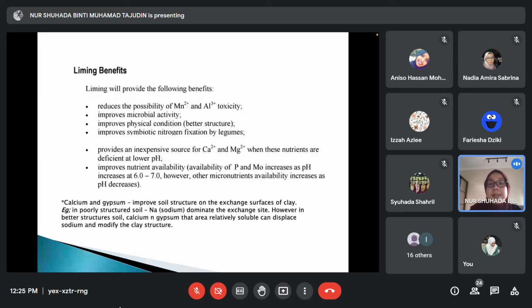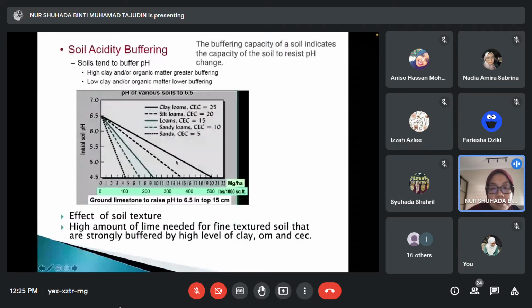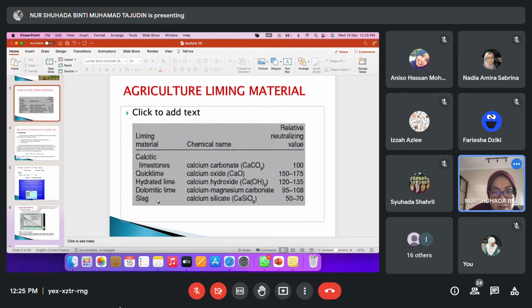You are also providing calcium and magnesium. Sebab sometimes macam dolomite, sekejap tunjuk. For example here, dolomite. Dolomite ni, this is dolomite. It contains calcium and magnesium, meaning that if your intention is to put magnesium also, you can put this calcium magnesium carbonate, dolomite. Contoh macam calcitic limestone, calcium carbonate ni, it doesn't have magnesium.